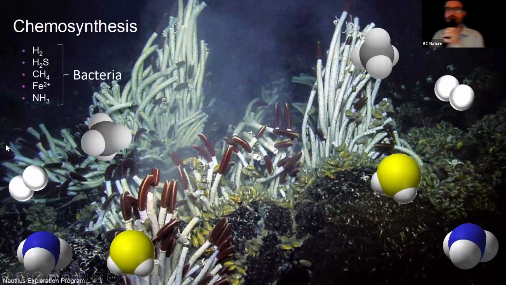So it turns out that these environments are very rich in bacteria, and some of these bacteria are able to use these chemical compounds that are being expelled with the fluids and use them to produce energy. So if in photosynthesis we were talking about light, taking light to produce energy, here this bacteria is able to take the chemical energy of these compounds to produce energy. And that's a process that is called chemosynthesis. So rather than photosynthesis, here we have chemosynthesis.